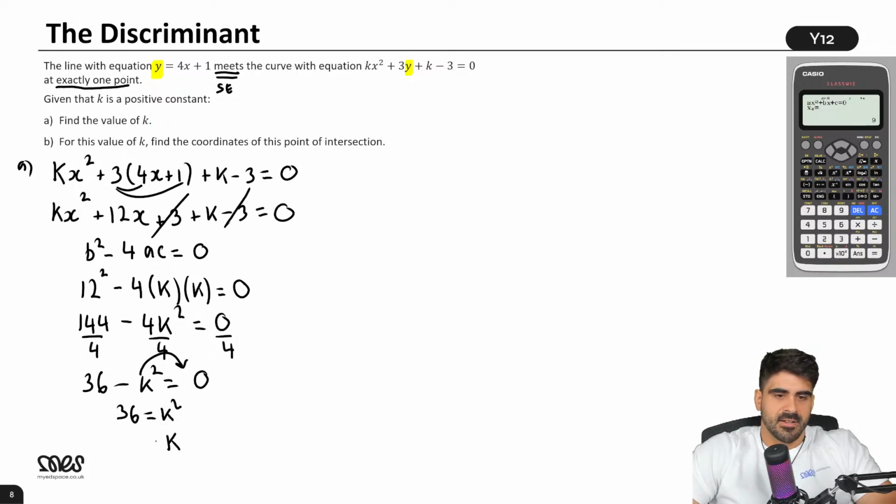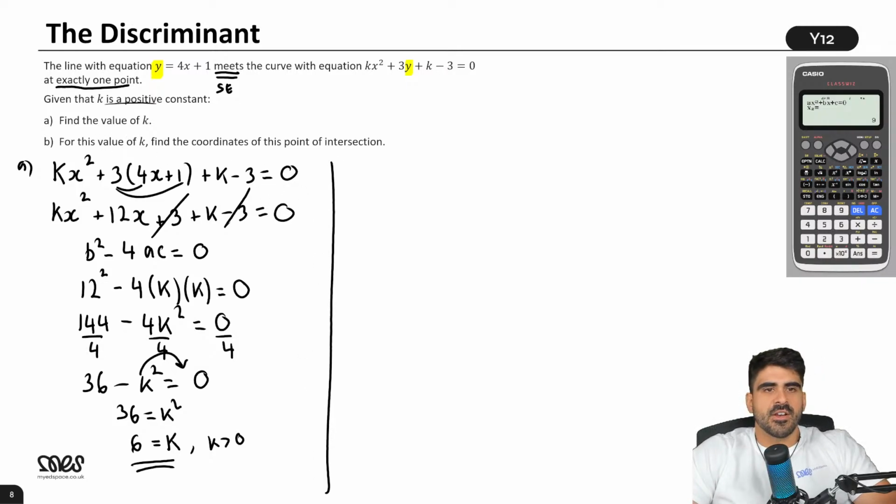So k is plus or minus 6. But as Amina and Maya are identifying, because k is positive, k can only be 6. So just be careful of that.